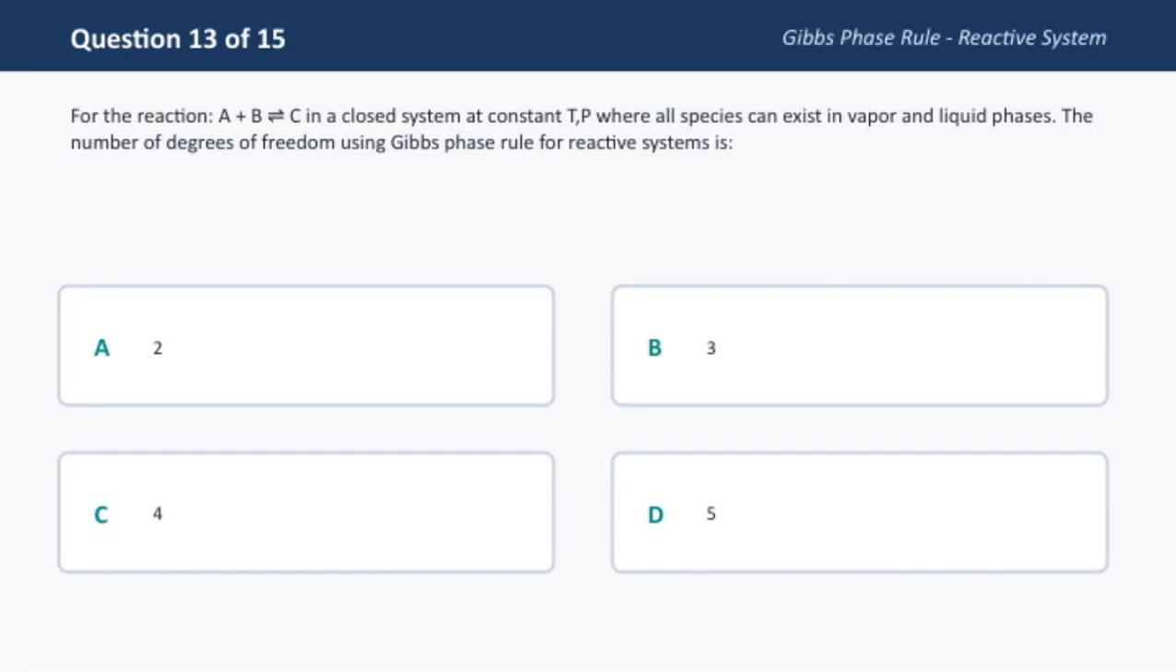Let's look at how we determine the degrees of freedom for a reactive system. Specifically, the reaction A plus B reversibly forming C, we're dealing with a closed system at constant temperature and pressure, where all species can exist in both vapor and liquid phases. Using the Gibbs phase rule adapted for reactive systems, we can calculate how many variables we can change independently without disturbing equilibrium. This helps us understand the system's flexibility under given conditions.